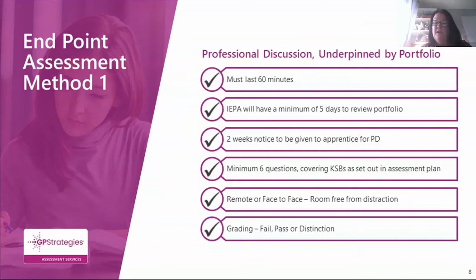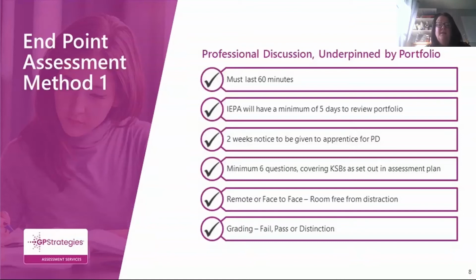So let's just look at the endpoint assessment method 1, which is the professional discussion, and that is, as previously mentioned, underpinned by the portfolio. We're all used to this. It's in quite a few of the assessment plans. The PD must last at least 60 minutes.